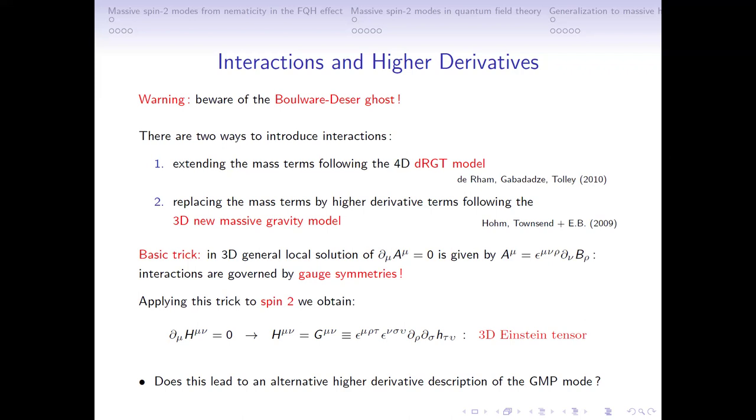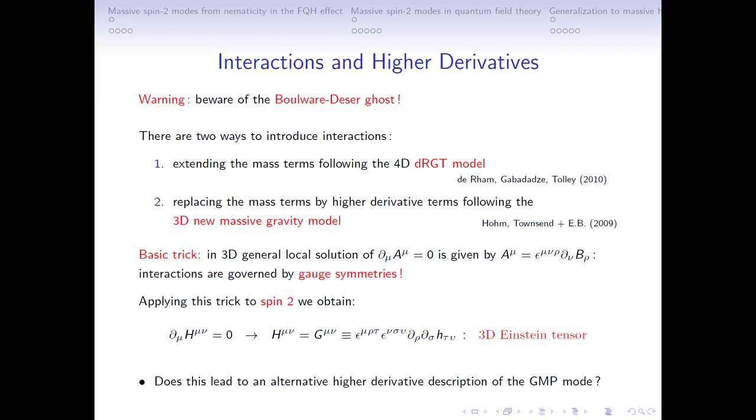And now I do the trick twice. Here you do the trick with one epsilon symbol, one index. Now I do it with two epsilon symbols, which is the Einstein tensor in 3 dimensions. And if you substitute this back in the equations of motion and you integrate to an action, then you get a Lagrangian of this form: R squared plus R. So instead of R plus a mass term, h squared, now the R becomes R squared and the mass term becomes R. So you get a higher derivative Lagrangian.